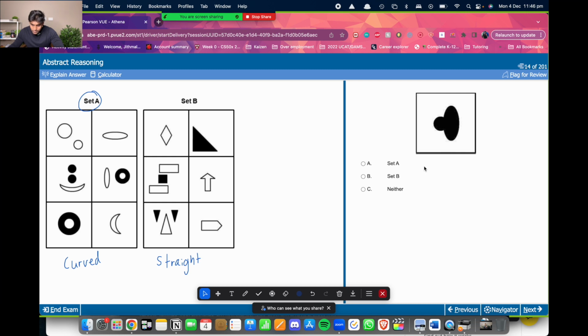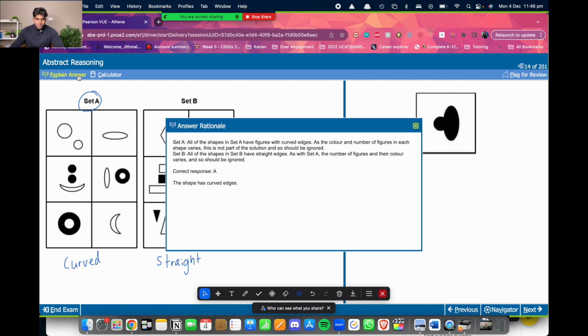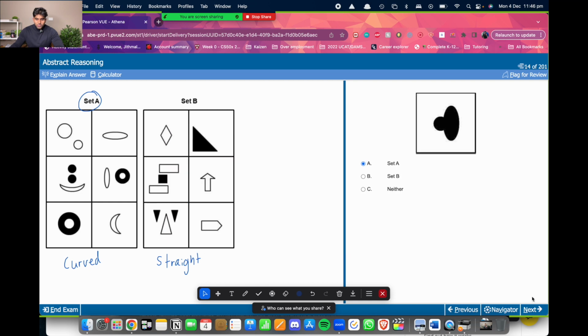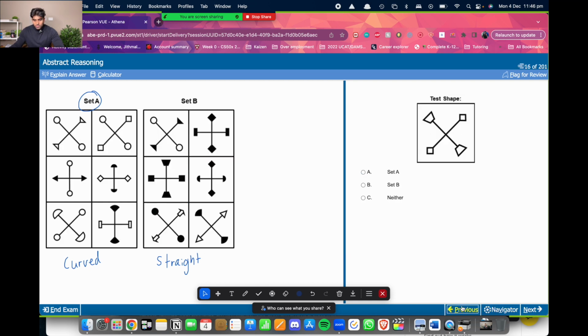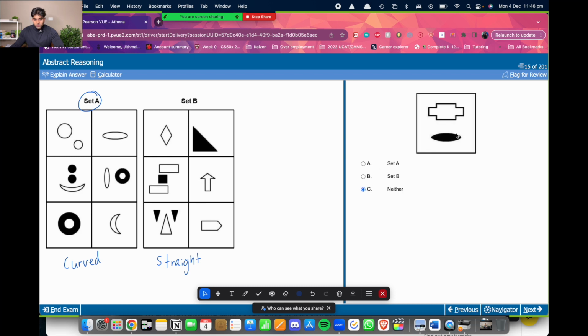This one does look kind of weird, but I can tell it's all curved sides, so it must be set A. Okay, that one was also neither because it has straight and it has curved, which we don't see.